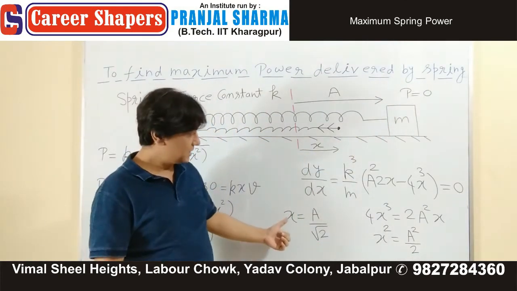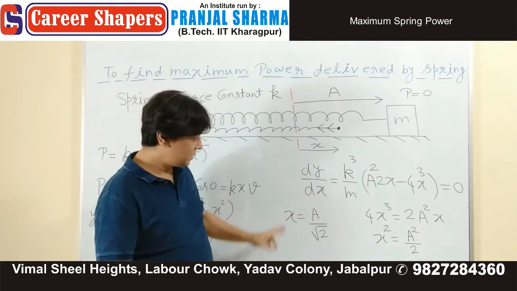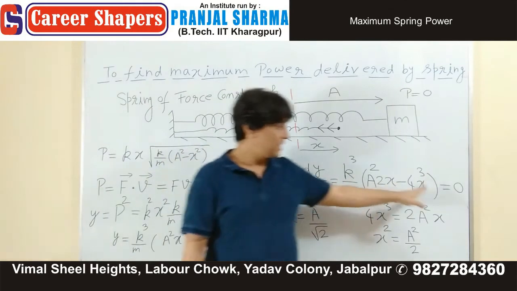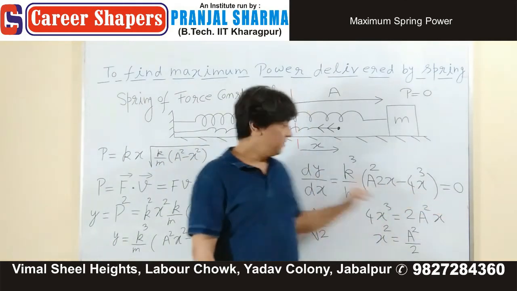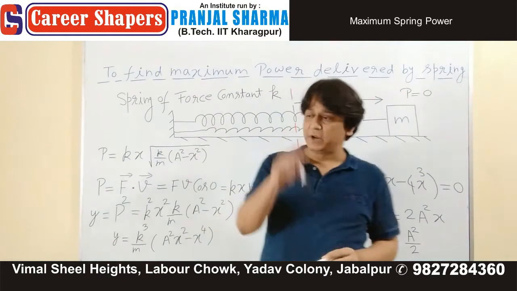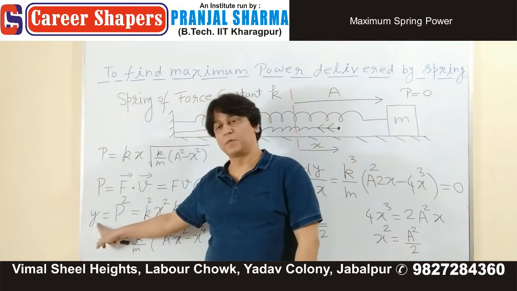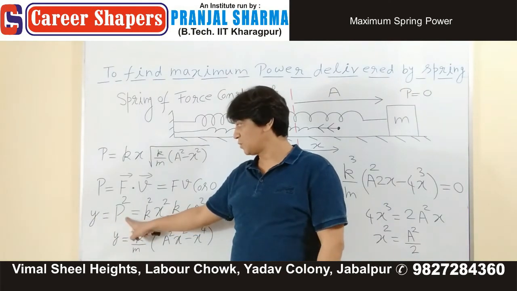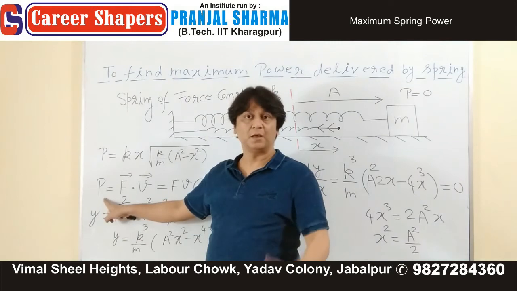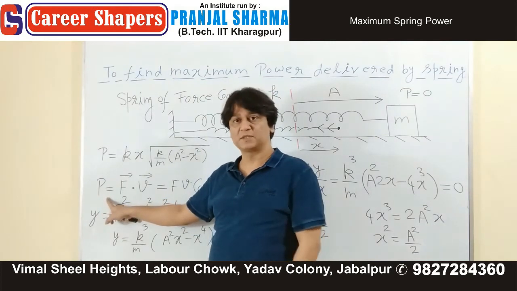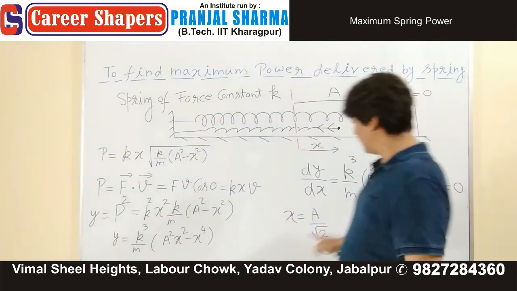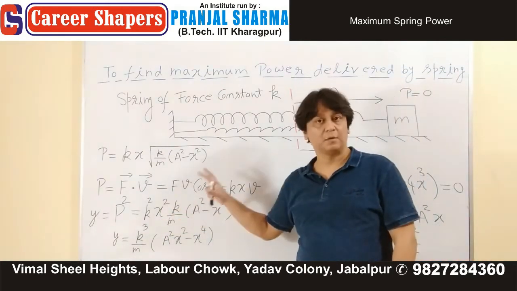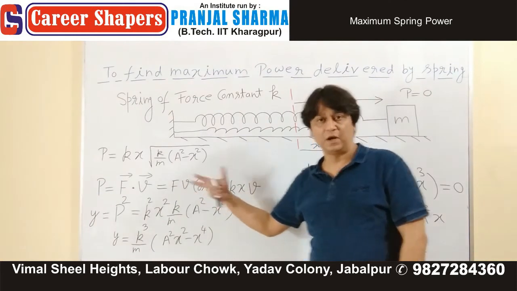So this is telling us that when x is a by root 2, dy upon dx is 0. If dy upon dx is 0, then it means y is maximum. If y is maximum, then it means p square is maximum. If p square is maximum, that means p power is maximum. So you've got the value of x. Put this value of x in this, and you will get maximum power.